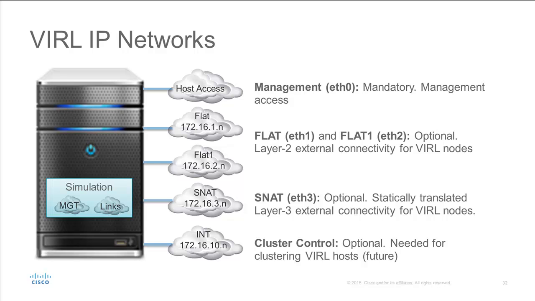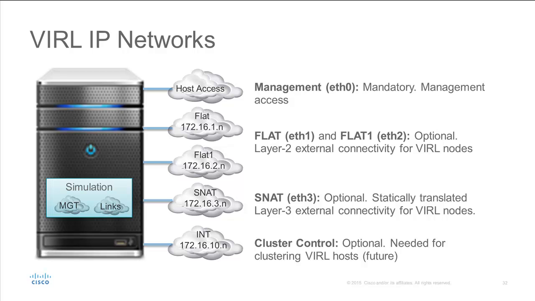The second and third actually are both connected to FLAT and FLAT1. These networks are used for layer 2 external connectivity. So what I mean by this is that the address space that is used by the VIRL simulation is extended beyond the host to the external site networks. These are typically on 172.16.1 and .2, although these can be adapted at the time of VIRL installation to match the address spaces that you're already using.